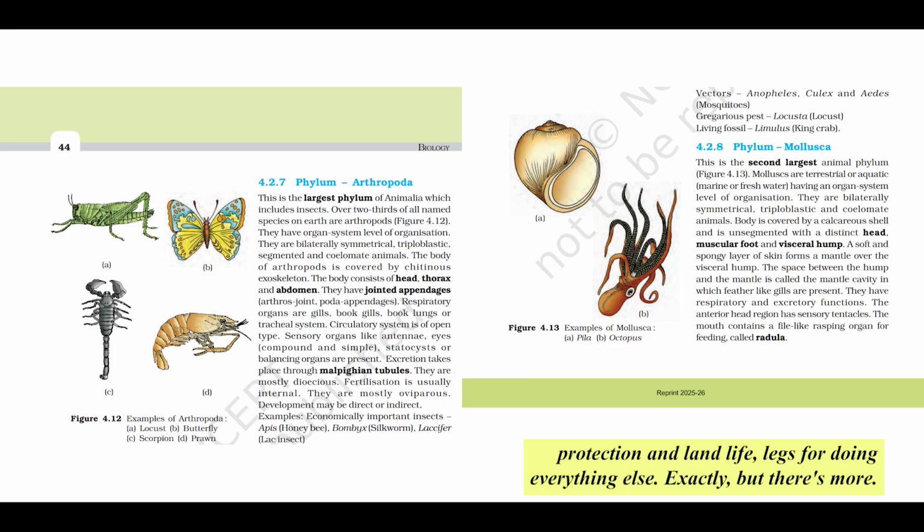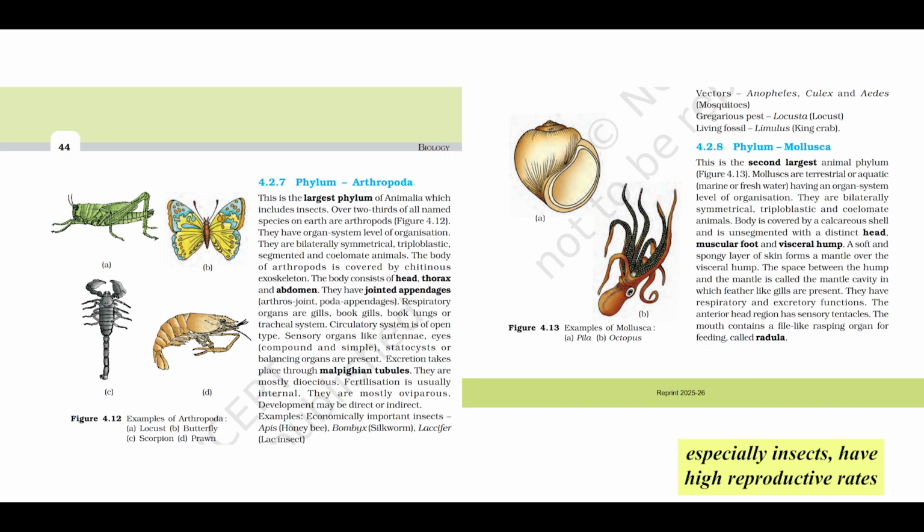Exactly, but there's more. Segmentation and tagmatization, fusion of segments into specialized body regions like head, thorax, and abdomen, allow for increased functional specialization and efficiency. Many arthropods, especially insects, have high reproductive rates and undergo metamorphosis. Metamorphosis is brilliant because the larval and adult stages often utilize different food sources and habitats, reducing competition within the species. Their diverse and highly efficient respiratory systems, like the tracheal system in insects, allow for effective gas exchange to support the high metabolic rates needed for activities like flight.